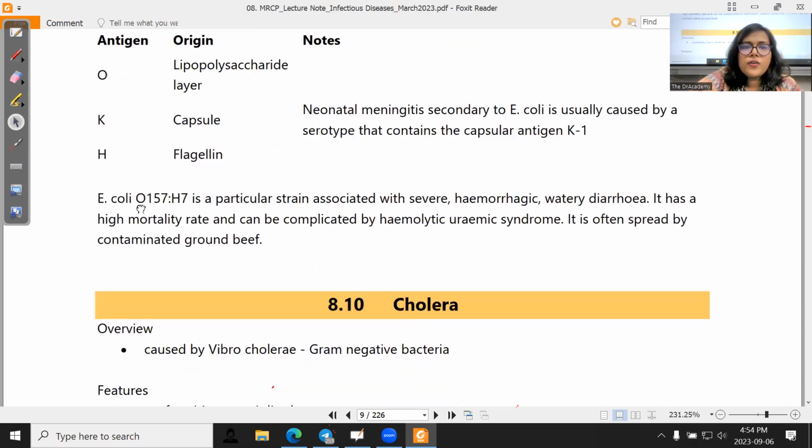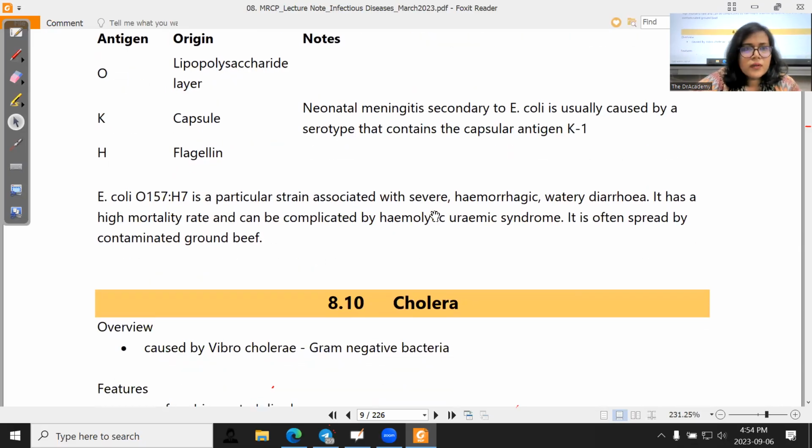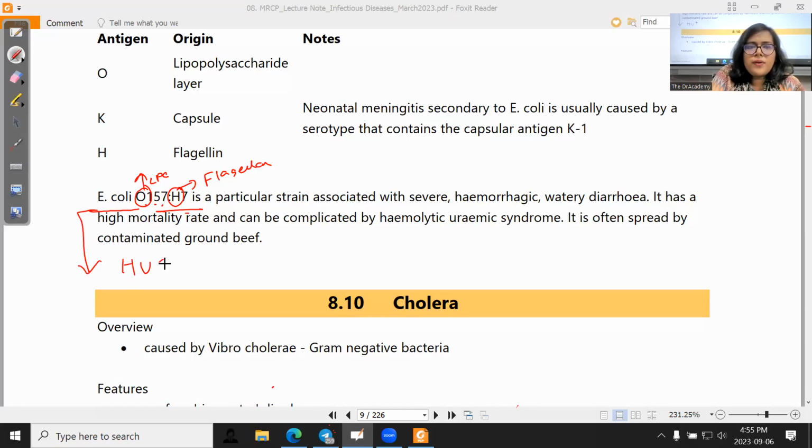And this particular strain, you can see, E. coli O, that means the lipopolysaccharide layer, O157 strain, and H is the flagella, H7 strain. This is particularly the pathogen responsible for hemolytic uremic syndrome.